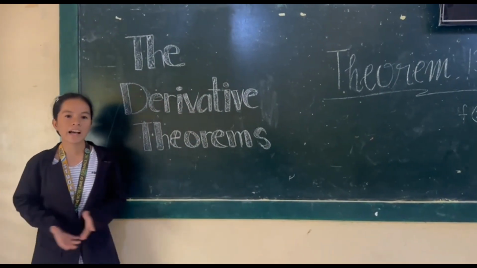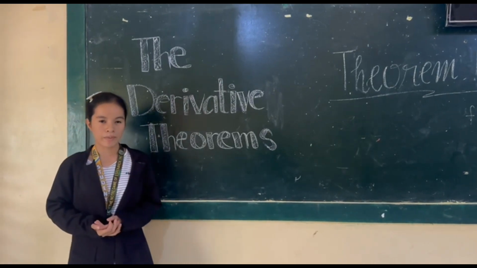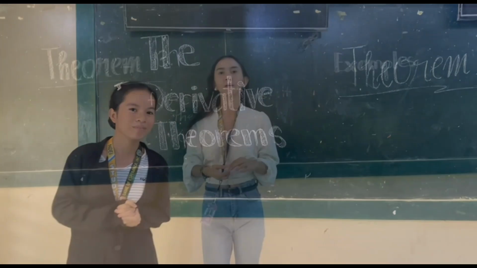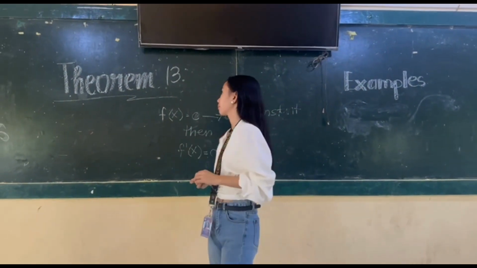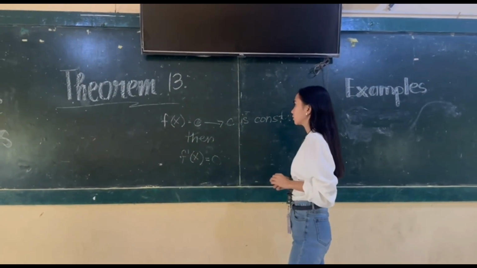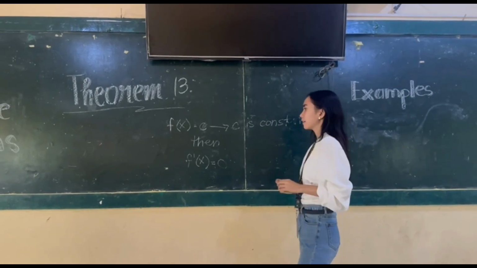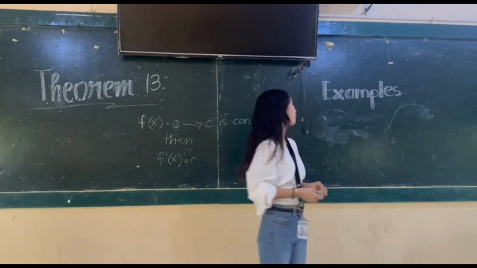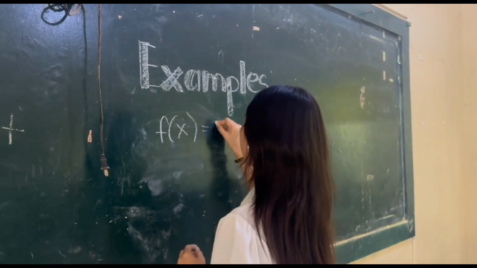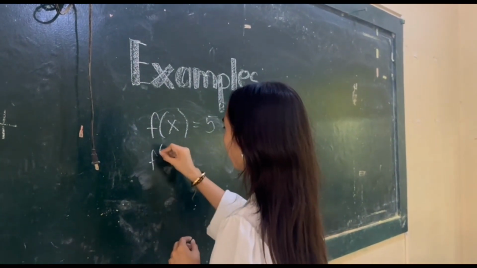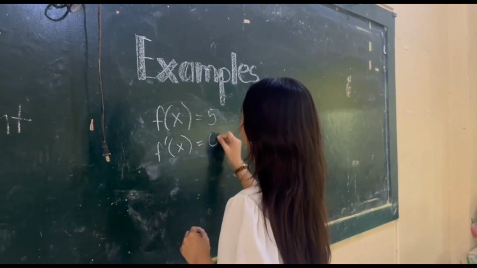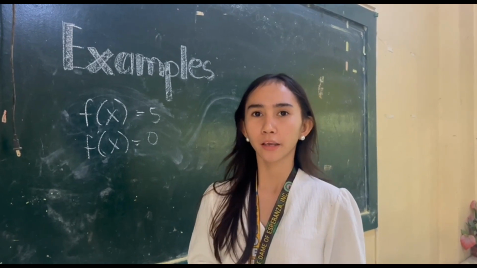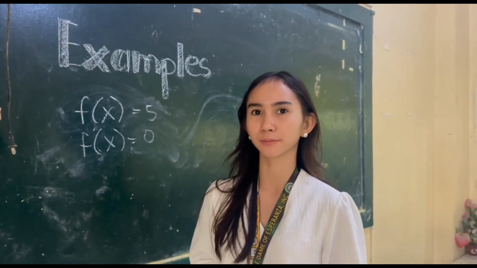Good morning everyone. Today, we're going to tackle the derivative theorems from theorems 13 to 19. So let's start. Let's talk about theorem 13. If f of x is equal to c, where c is a constant, then f prime of x is equal to 0. Here are some examples. If f of x is equal to 5, then f prime of x is equal to 0. Where any number is a constant, the derivative is equal to 0, even if it's thousands or millions.